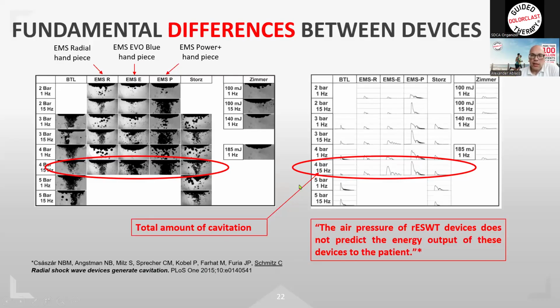And even if we go up to 5 bar with the 2 devices which are able to increase the pressure input in the piston up to 5 bar, you can see that the cavitation is not really getting bigger. So the air pressure of these devices does not predict the energy output of these devices to the patient.